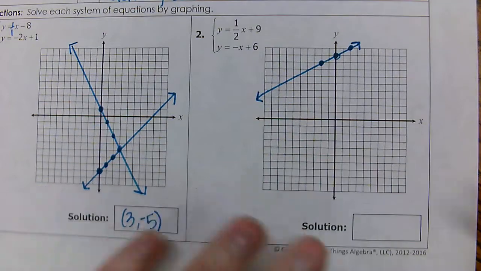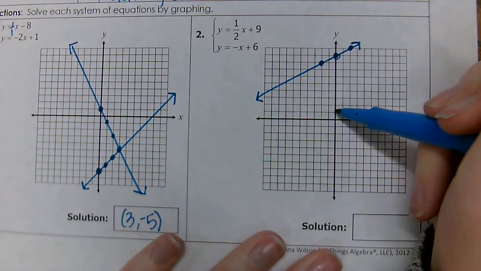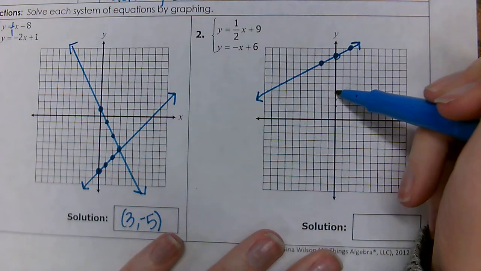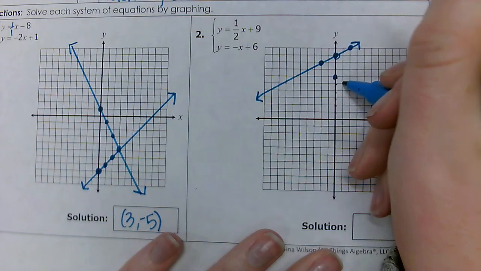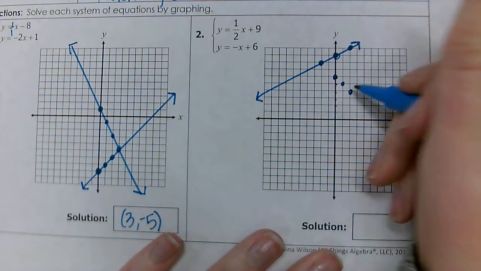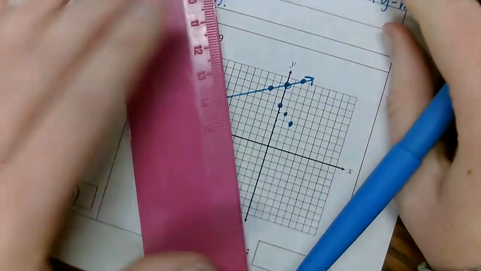And then the second one, I'm going to start at positive 6. 1, 2, 3, 4, 5, 6. And down 1, right 1. Down 1, right 1. And make my line.